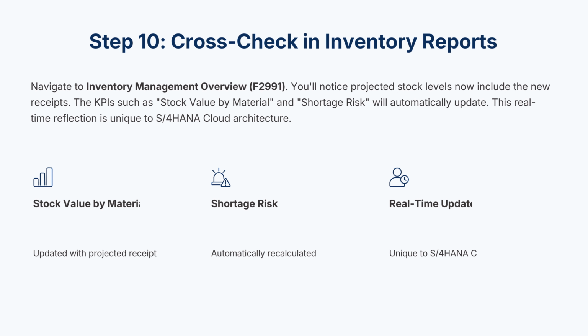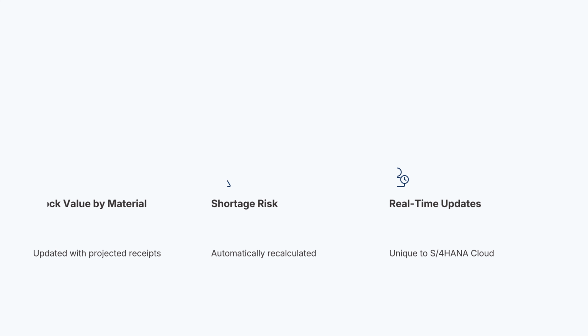Step 10. Cross-check in inventory reports. Next, open Inventory Management Overview, F2991, to verify updated KPIs. Stock projections now include proposed receipts from the PR and planned order. Reports such as stock by material and shortage risk refresh automatically. This real-time synchronization showcases the value of MRP Live.